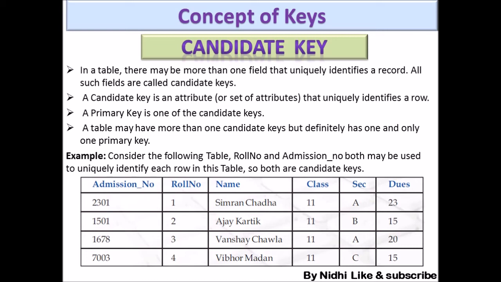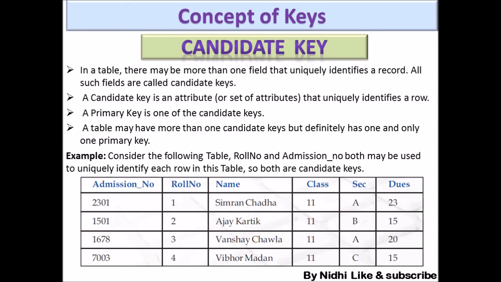Narendra Modi is our honorable prime minister, and if we talk about the opposition parties, who are the candidates? The keys that can become a primary key are known as candidate keys. That means in a table there can be more than one field that uniquely identifies a record, and all such fields are called candidate keys. That means the remaining columns that have the capability of becoming a primary key are known as candidate keys.